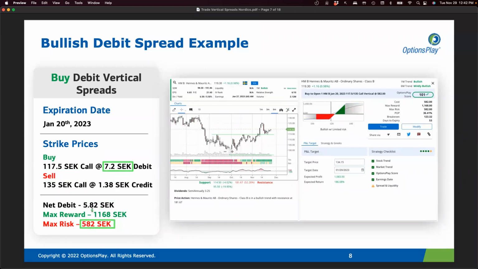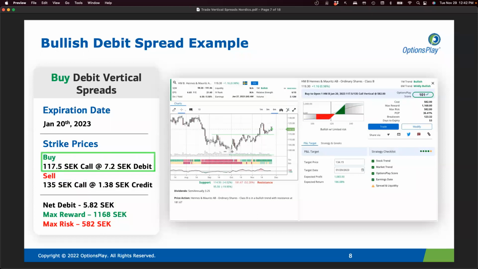And what we're doing now with that is that we do cap our max reward to 1,168 crowns, which is the difference between these two prices, 135 and 117.5, minus the 5.82 crowns. So the distance between these two minus the 582 gives you your total profit potential, 1,168 crowns. So that is the anatomy of a debit vertical spread. And it gives you, like I said, similar upside to buying a call option.